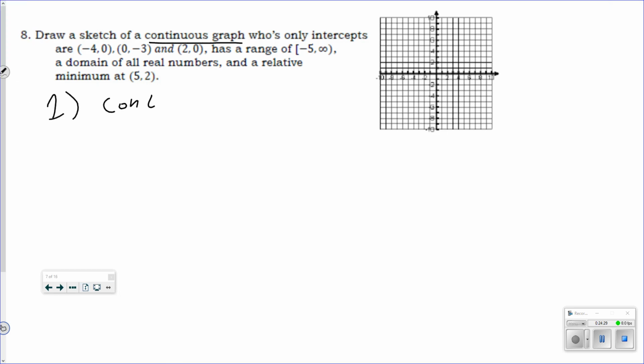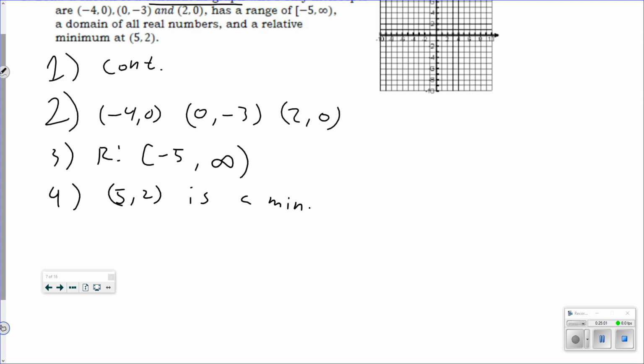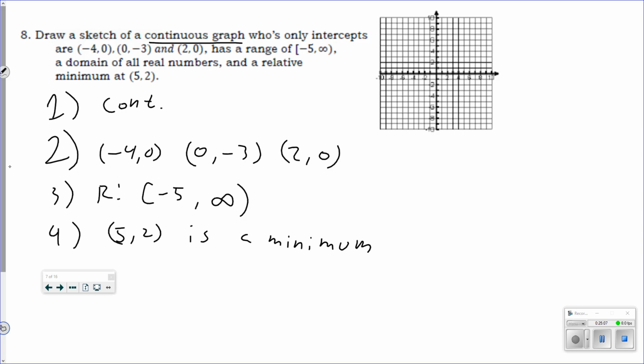For it to be continuous just means you should be able to draw the whole thing without picking up your pen, right? There are no jumps. The only intercepts are (-4, 0), so I have to have these points, and these are the only intercepts I can have. So when we say that, that means you cannot cross the x-axis other than these points. I have a range of -5 to infinity, and I have a relative minimum at (5, 2). So (5, 2) is a minimum. So that's what I have. That's what I'm going to do.